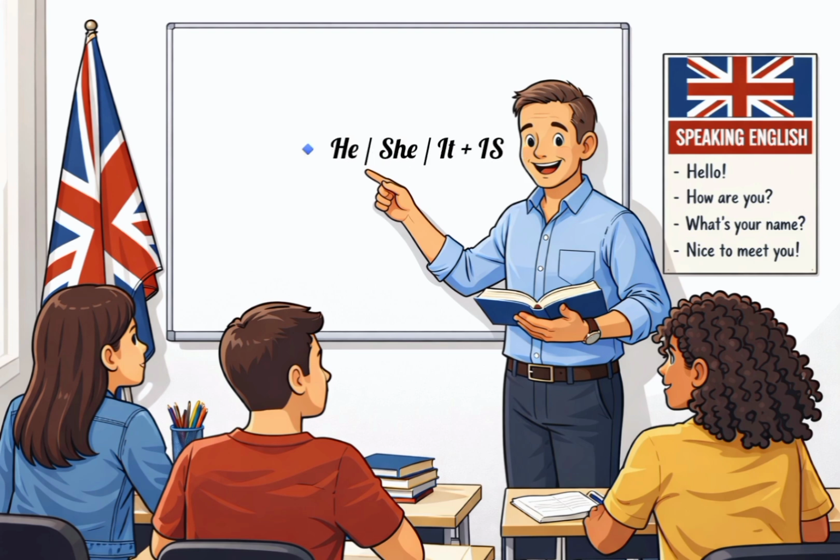He/she/it plus is. She is cooking food. He is reading a book. It is raining. We/you/they plus are. We are practicing English. You are listening carefully. They are playing cricket. Remember, I write arrow am. He/she/it is. We/you/they write arrow are. Daily use sentences.